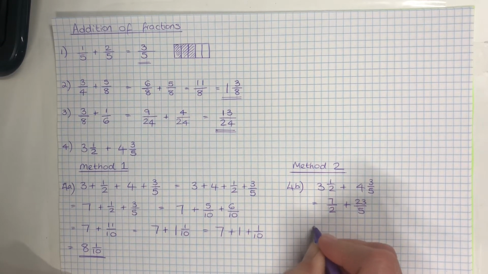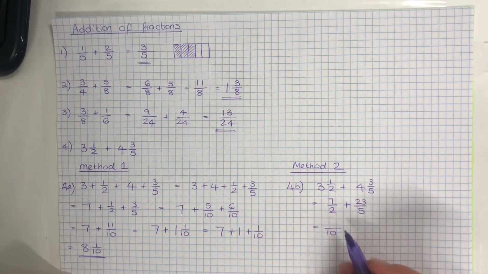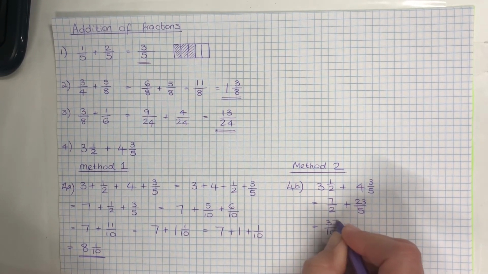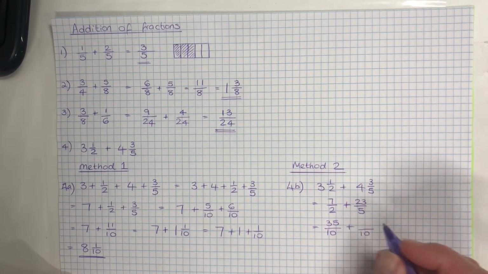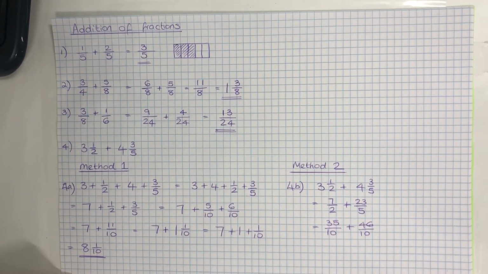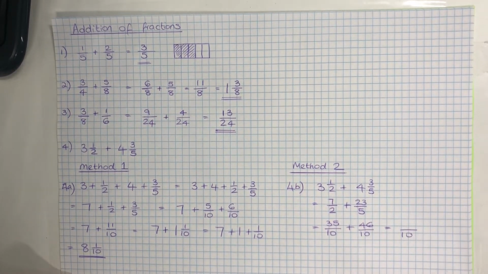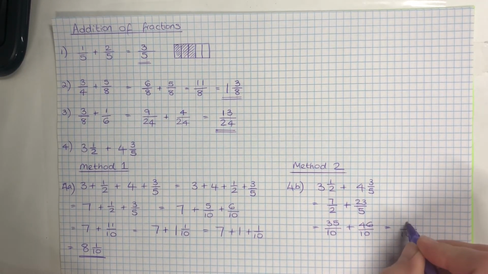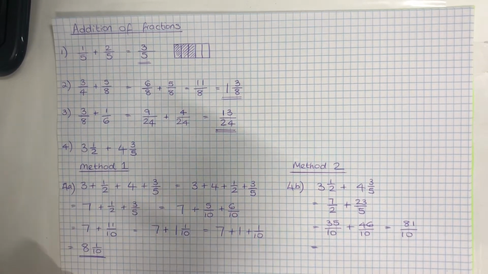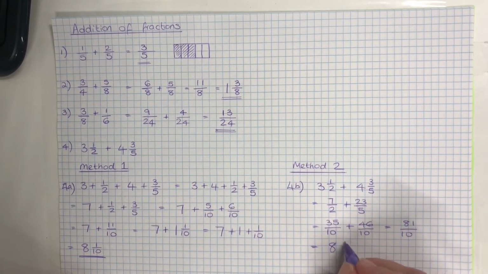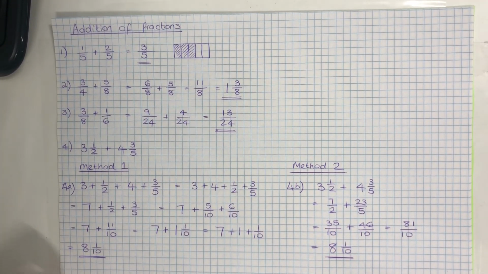Again, I need to make my common denominator 10. 2 multiplied by 5 gives me 10, so 7 multiplied by 5 gives me 35. 5 multiplied by 2 gives me 10. 23 multiplied by 2 gives me 46. I keep my denominator the same. I add my numerators. That's going to give me 81 over 10. Finally, 10 goes into 81 8 times, remainder 1. 2 different methods for the same answer.